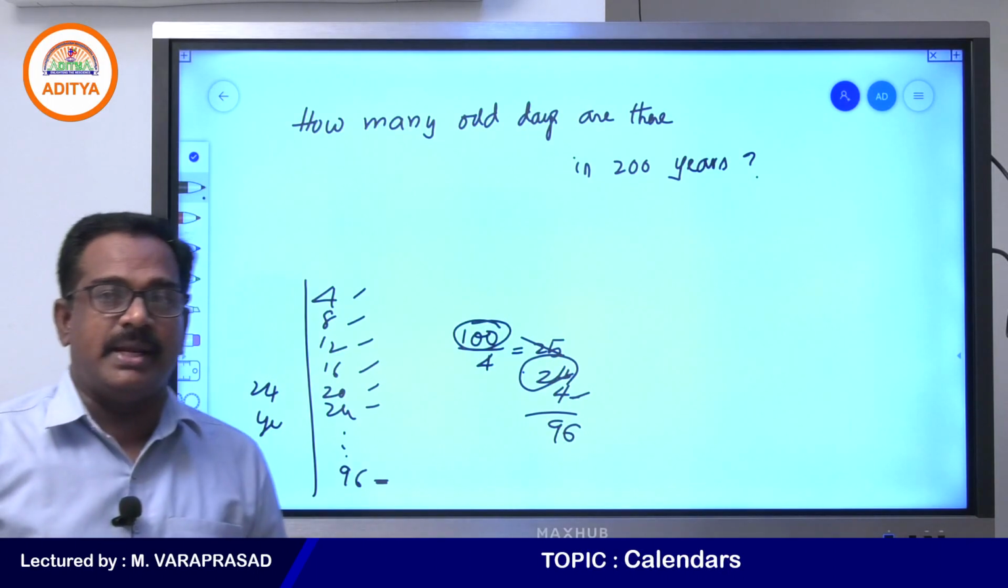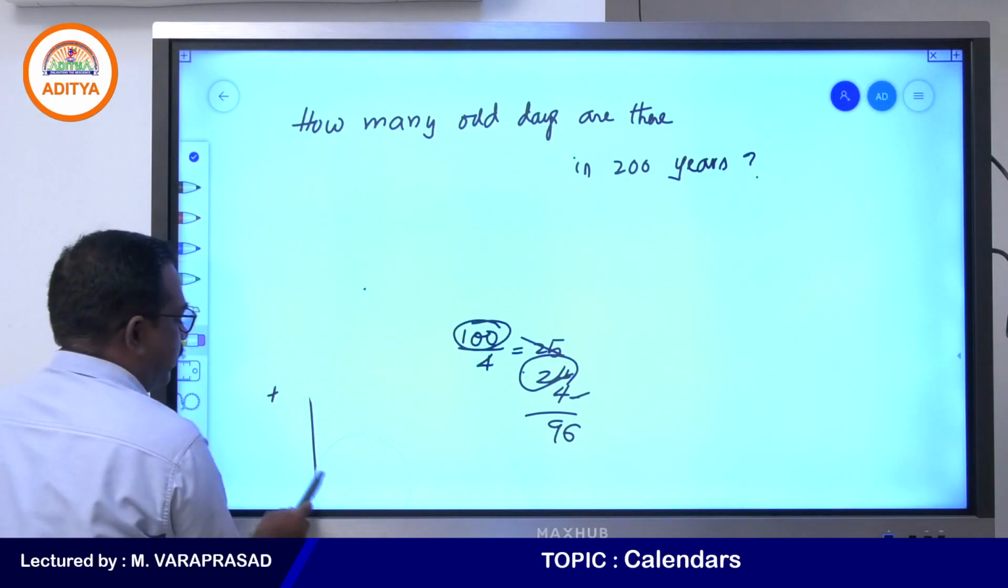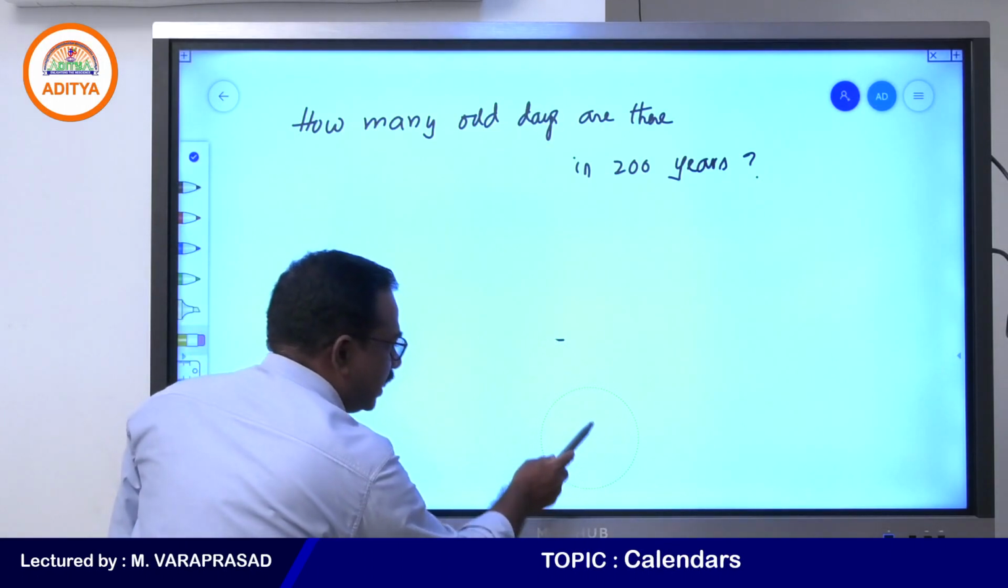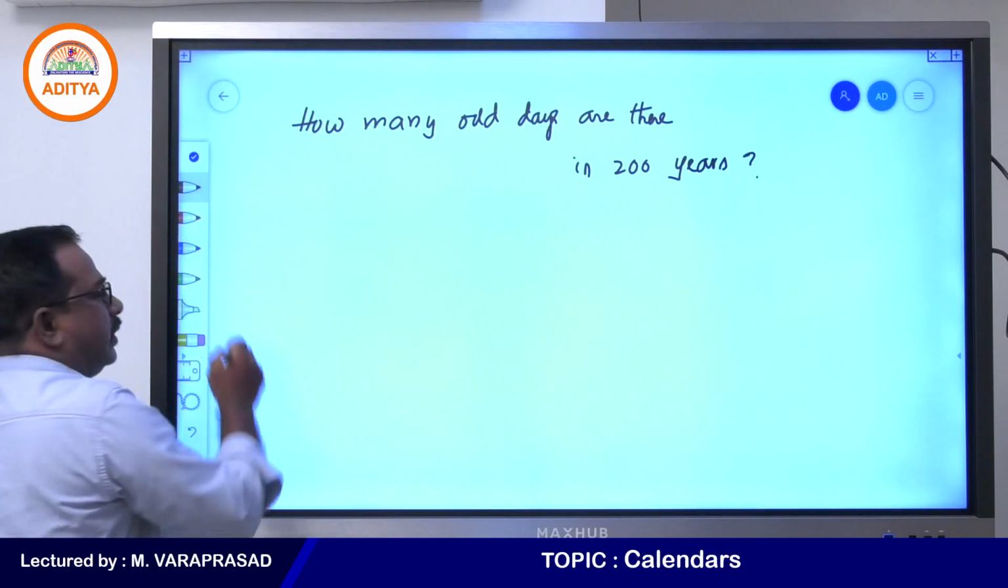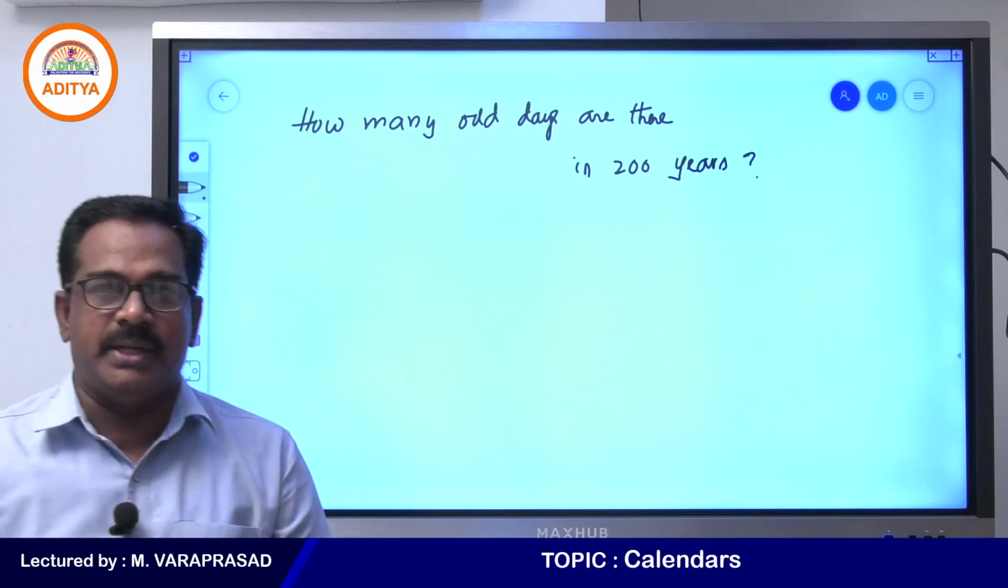Yes, gentlemen, did you understand? Somebody asked how do you come to know 24 leap years? For every 4 years we will get a leap year. So in that, 24 leap years will be there.